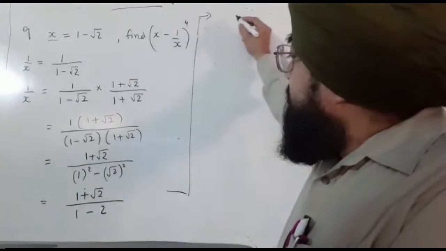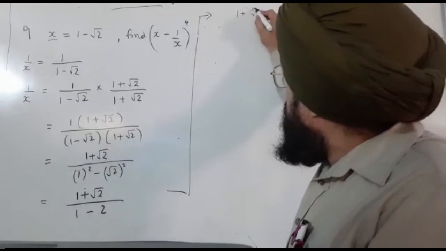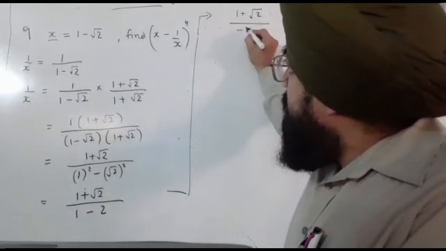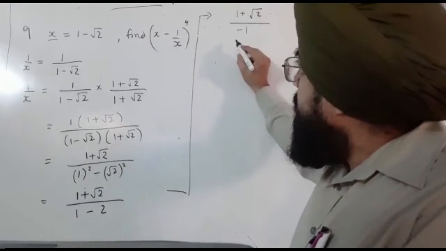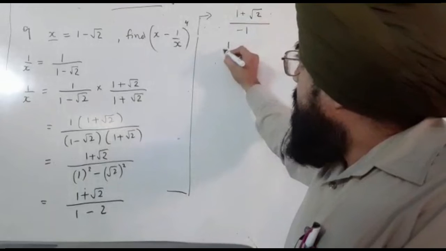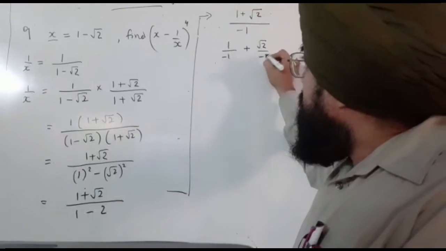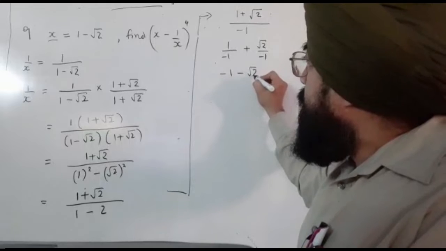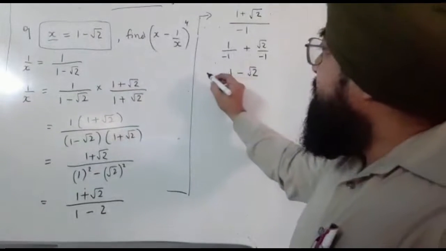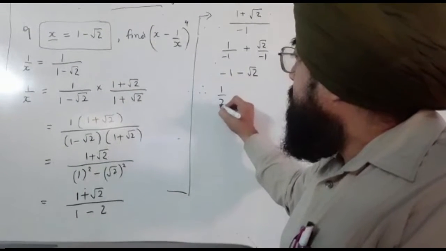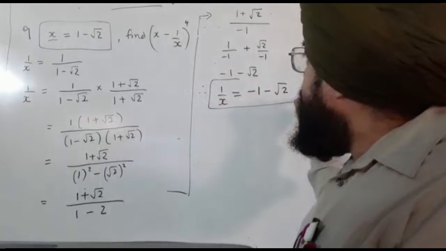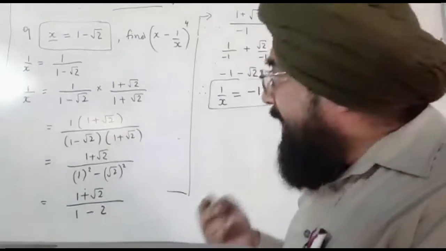So now I come this side. It says 1, I copy it. 1 plus root 2 over 1 minus 2 is minus 1. And therefore, I can divide both the terms by minus 1, so that I get 1 over minus 1 plus root 2 over minus 1, or you can say minus 1 minus root 2. So if this was your x some time ago, this is your 1 upon x, minus 1 minus root 2. Did you agree? Yes, sir.